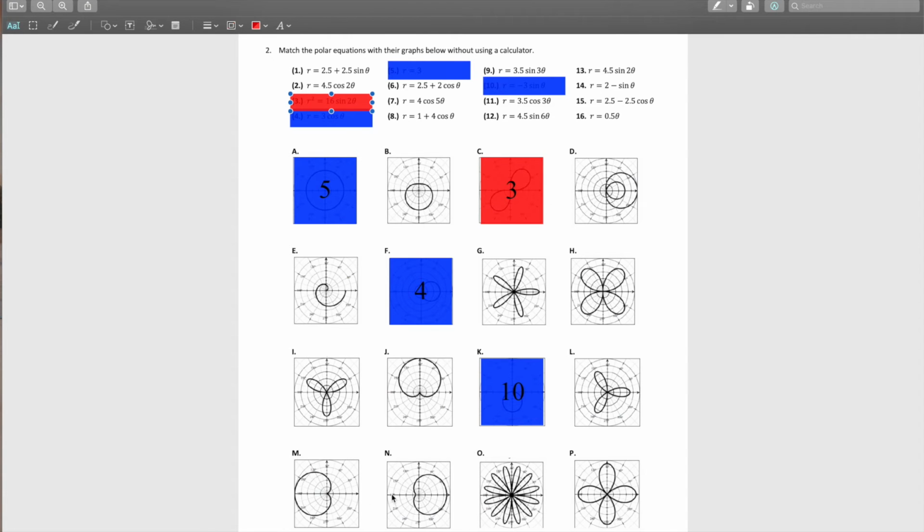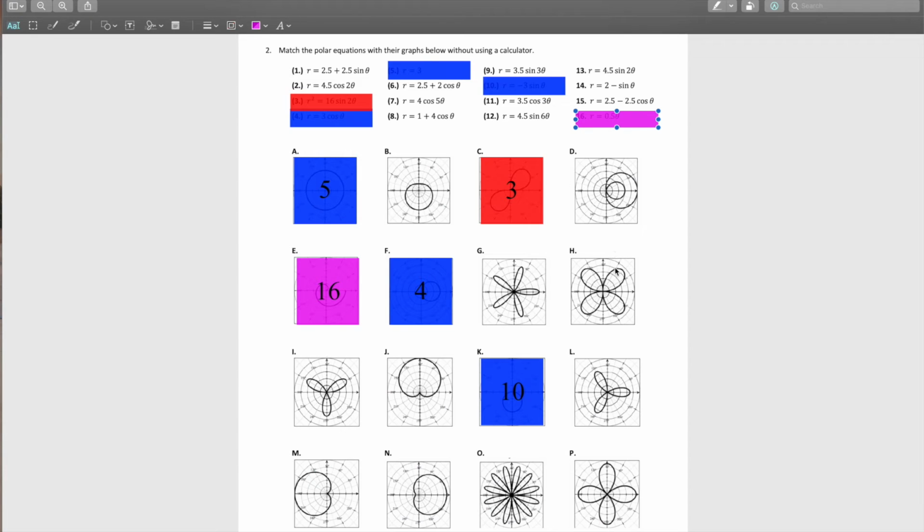Next one I think needs to be this guy right here, the spiral. Okay, so spirals are when r equals theta with no trig function at all going on in there. So that one has to be 16, okay? And that's the only one, so 16 is taken care of.